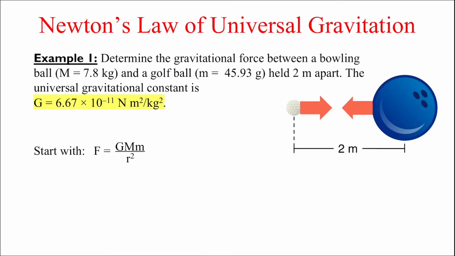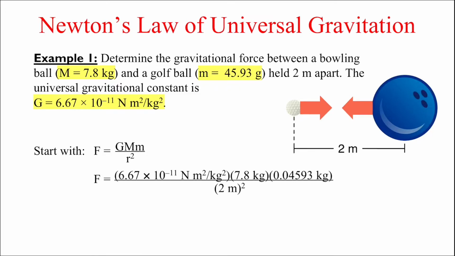We know the values of G, capital M, and lowercase m. So we plug these values into the equation and we get F equals 6.67 times 10 to the power of negative 11 newtons times meters squared over kilograms squared, times 7.8 kilograms times 0.04593 kilograms. Because remember, mass must be in kilograms when we plug it into our equations. This entire numerator is divided by the distance of 2 meters squared.